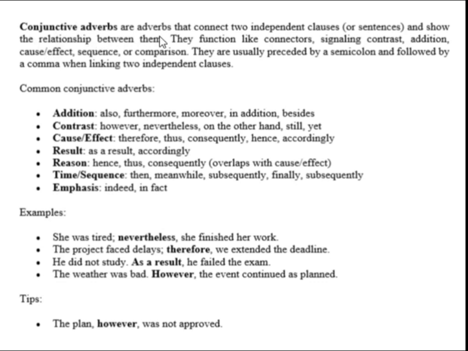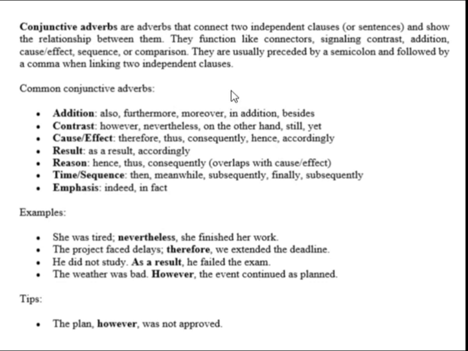What are they? They are adverbs, first of all, right? They connect two independent clauses, not one dependent and another independent, such as in subordination, all right? It's like coordinating conjunctions, actually. It functions like that, and it connects two clauses or sentences. Also, they show the relationship between them, all right? So they function, first of all, as connectors. They show us contrast, addition, some of them cause and effect, some of them sequence, some of them comparison, and so on and so forth, as you can see here. Addition, contrast, cause and effect, result, reason, time sequence, and emphasis. All of these are examples of conjunctive adverbs.